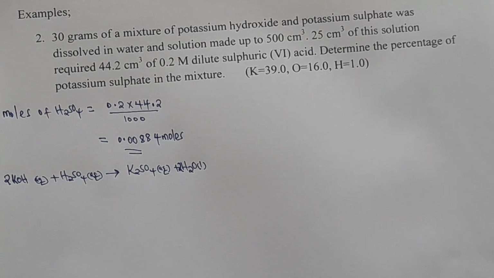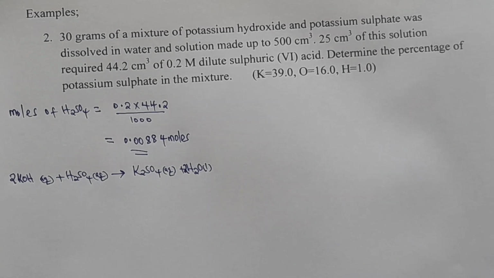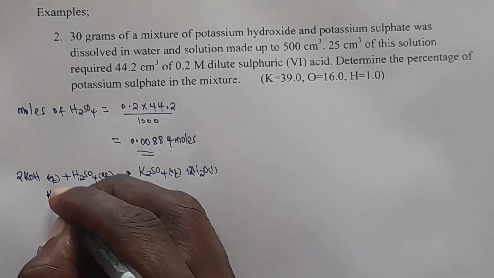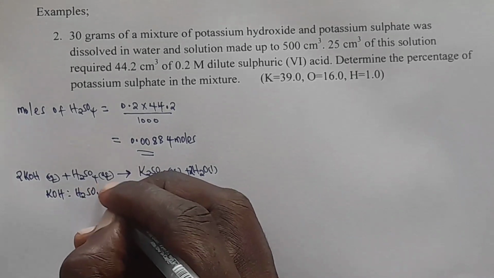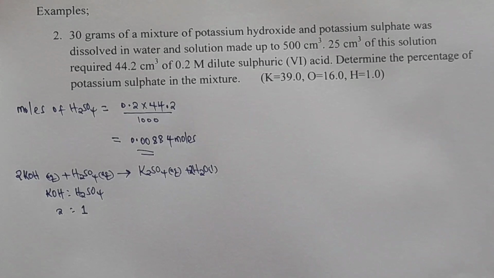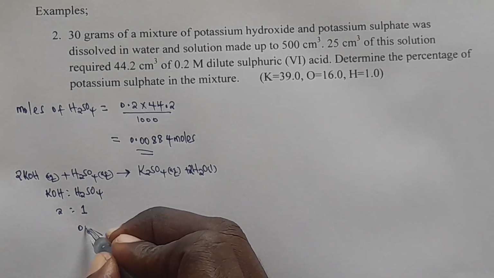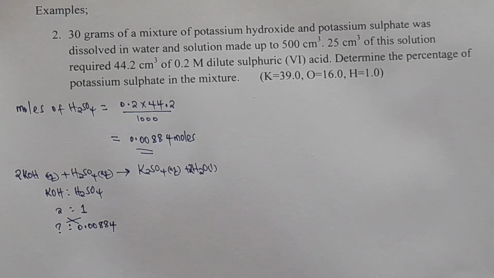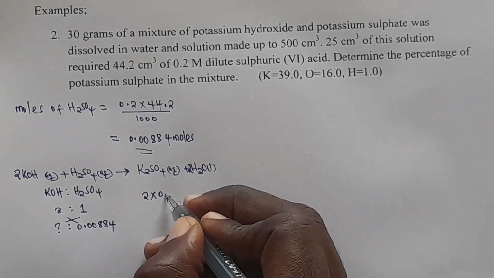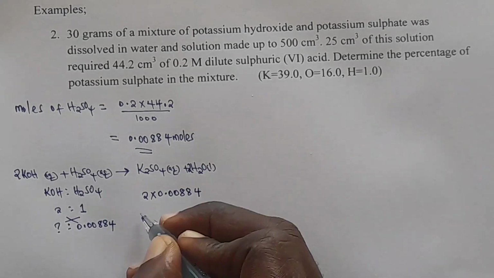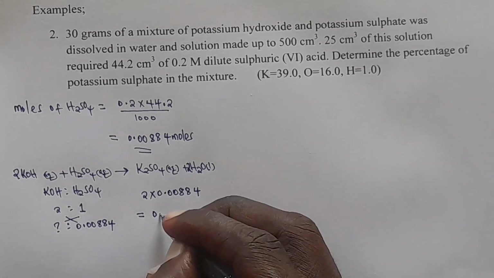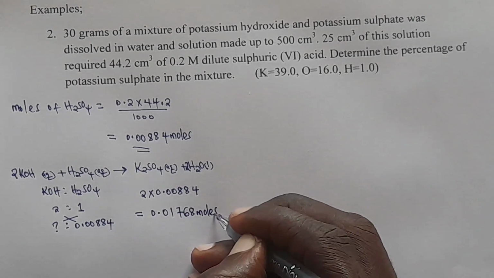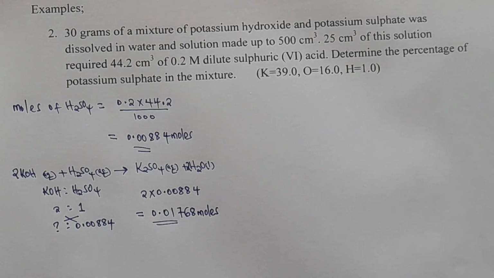Then next we are supposed to calculate the number of moles of potassium hydroxide by using the mole ratio between potassium hydroxide and dilute sulfuric acid. Potassium hydroxide to sulfuric acid, we have 2:1. And remember, we have gotten the number of moles of sulfuric acid initially as 0.00884. So we ask ourselves, what about the number of moles of potassium hydroxide? We cross multiply, and we have 2 times 0.00884, which gives 0.01768 moles of potassium hydroxide.